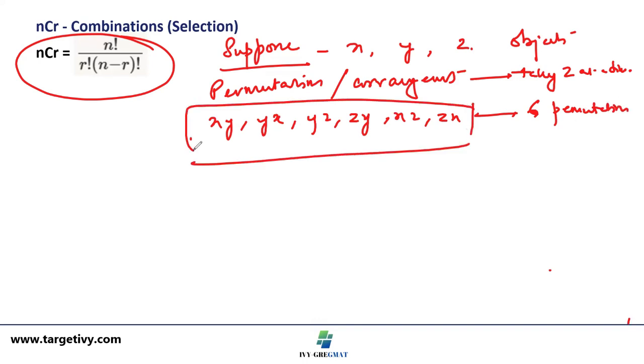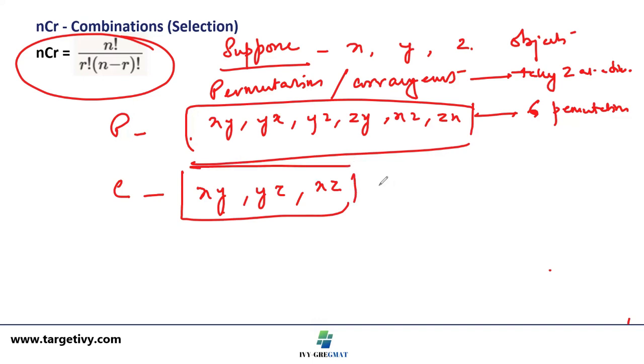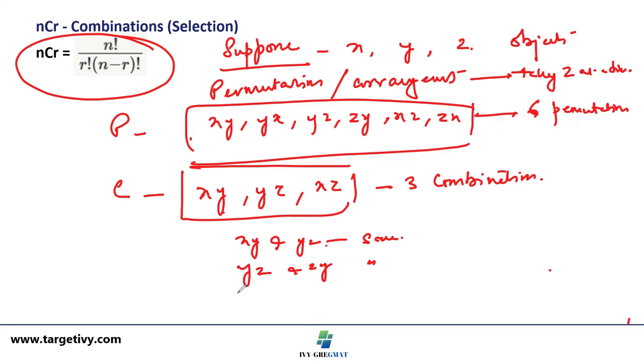But if you look at them closely, in case of this is permutation, in case of combination, there will be XY, YZ, and XZ. 3 combinations. Why? Because simple, XY and YX are not different, are treated as same in case of combination. Or similarly, YZ and ZY are the same, or XZ and ZX are the same.